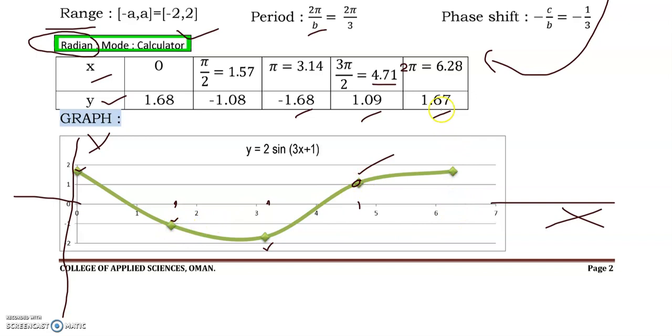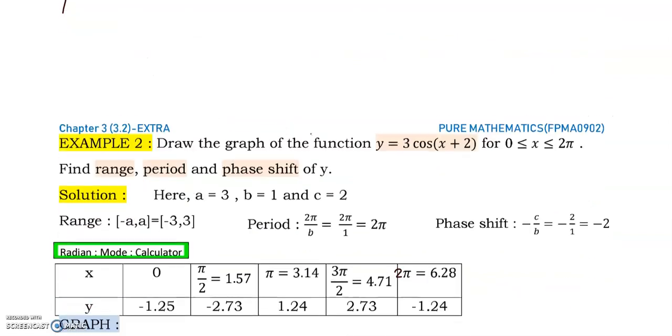Now last point, the x value is 6.28. Y is 1.67. So here x is 6.28, and this is your y, that is 1.67. So now you connect all the points with a curve. This graph is called y is equal to 2 sine 3x plus 1. That's it. Now we will see another example.